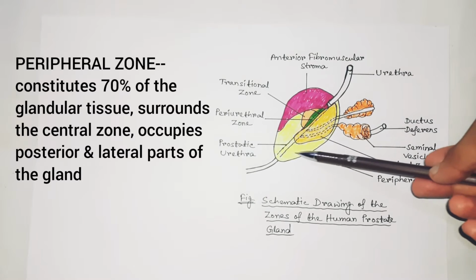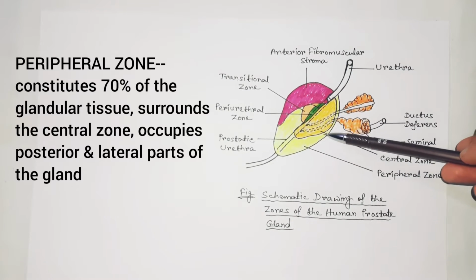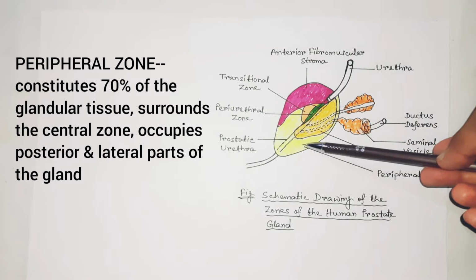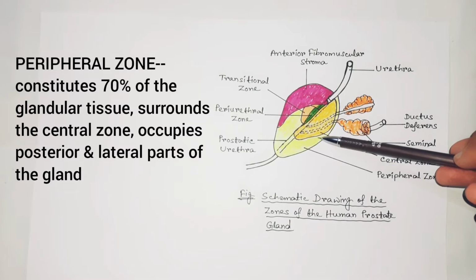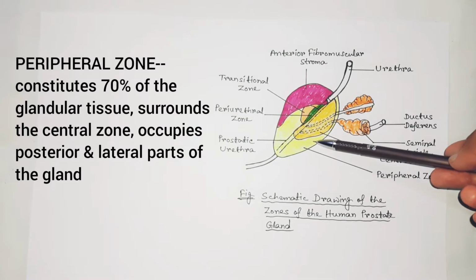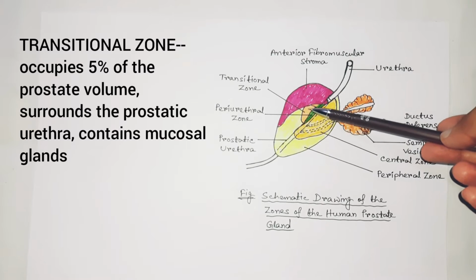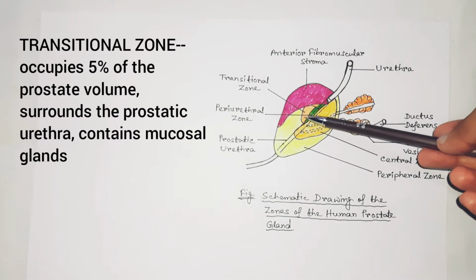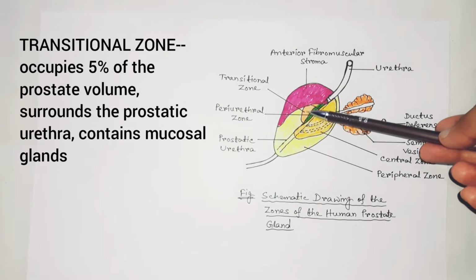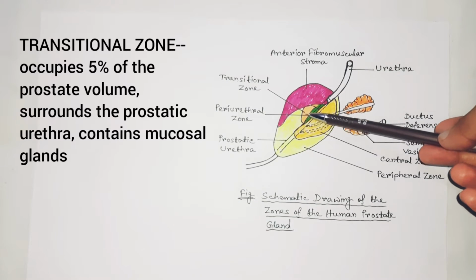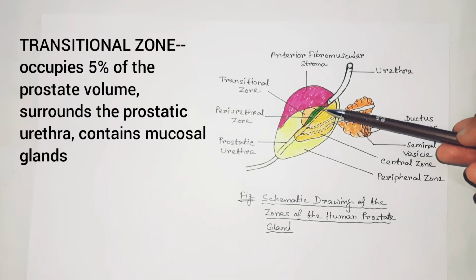This is peripheral zone. It constitutes 70% of the glandular tissue of the prostate. It surrounds the central zone and occupies posterior and lateral parts of the gland. This is transitional zone. It occupies about 5% of the prostate volume. It surrounds the prostatic urethra. It contains the mucosal glands.